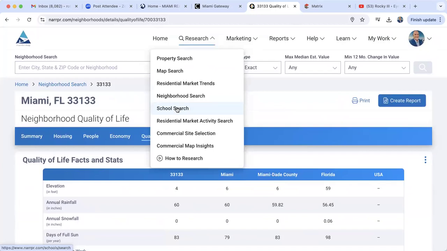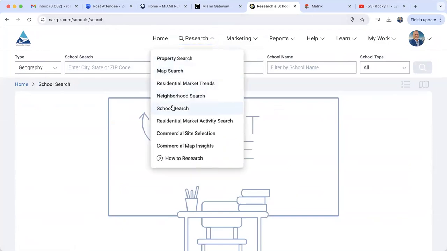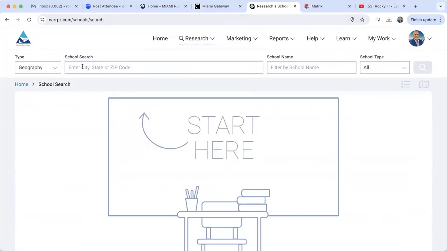Now, you've got that same buyer looking to relocate to zip code 33133, and they want to know about the schools in the area. Let's click on research and let's click on school search. Put in zip code 33133. All right, so putting in zip code 33133, it's going to give us all the schools in this zip code, and we're going to go ahead and click on search.